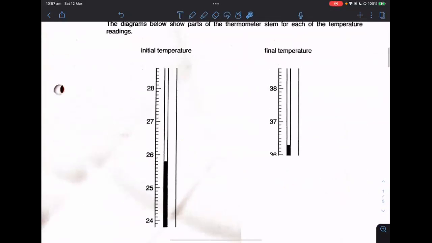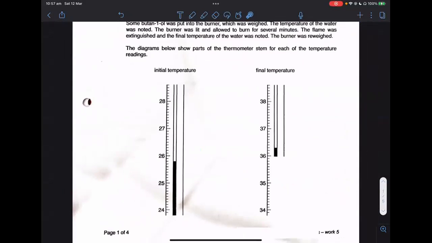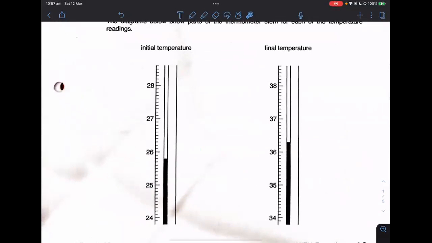However, these are the actual thermometers in this question. You will see that this is 25 and this is 26.